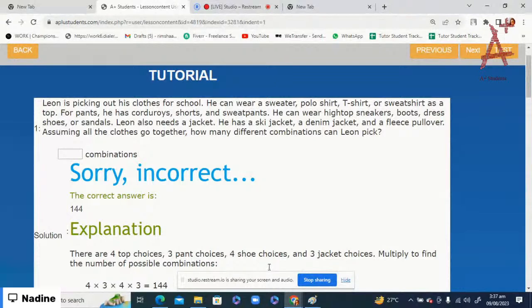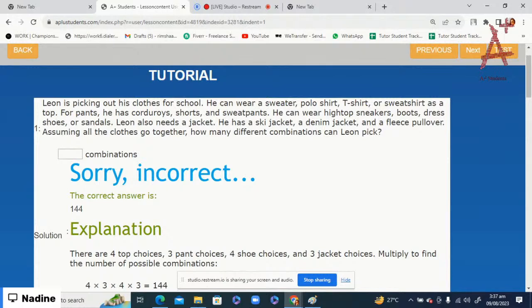Check how many tops in total? One, two, three, four. Okay, four tops. Then for pants, how many? Basically shorts, sweatpants, and also corduroys. Three. Four for top, three for pants. Okay. How many for shoes? One, two, three, and four for shoes. Four for top, three for pants, four for shoes. And how many for jackets?